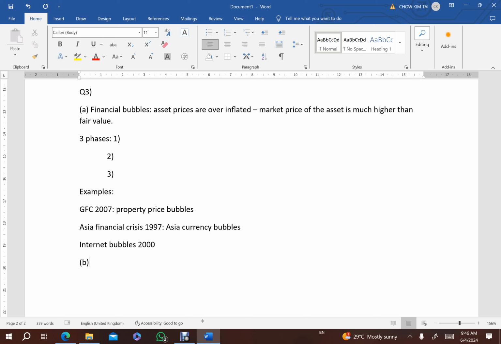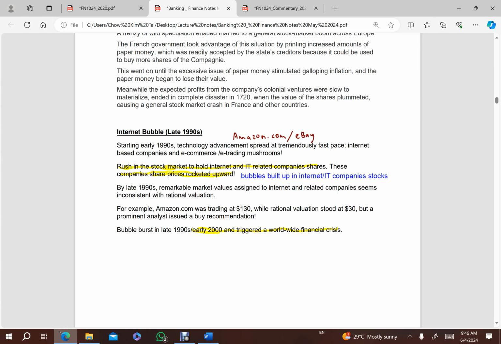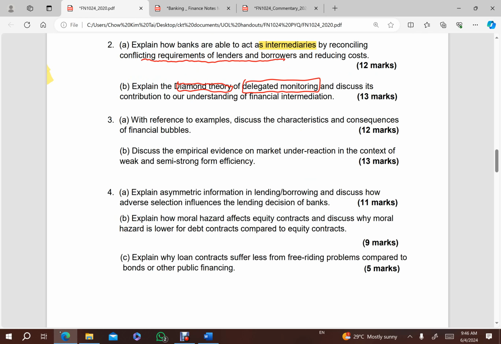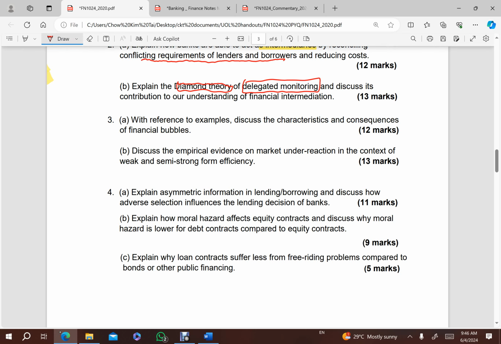Okay, that's part A. Now, part B. Discuss empirical evidence on market underreaction in the context of weak and semi-strong form efficiency. So this is EMH. Market underreaction, 13 marks, yeah? Okay, now.